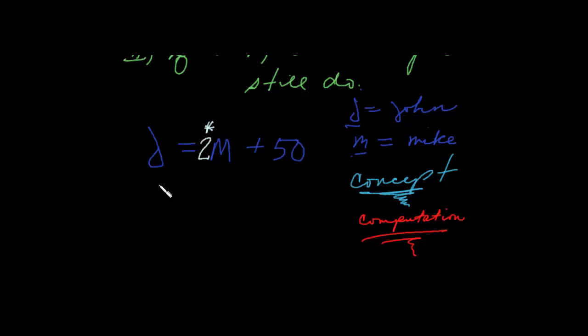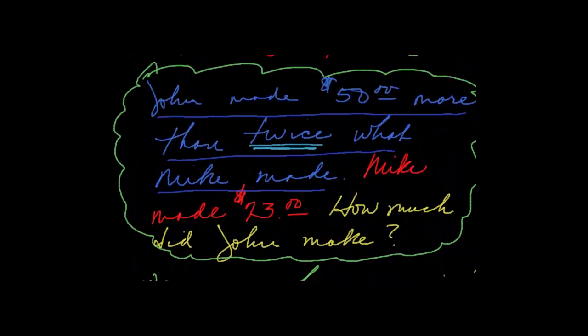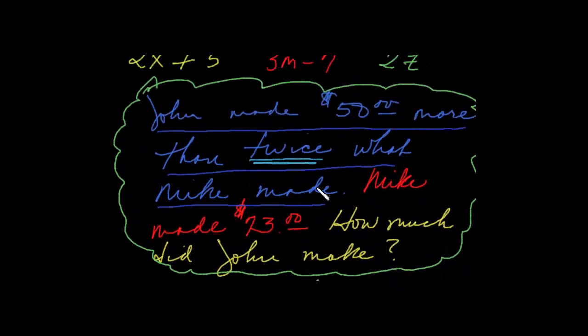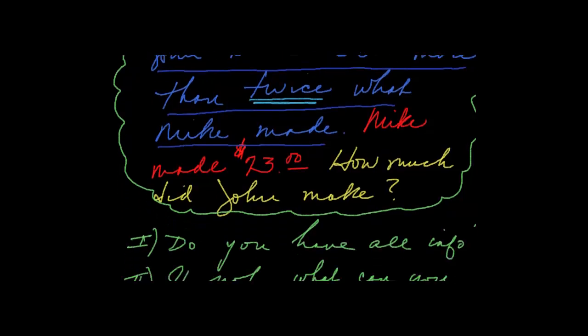So we're going to have John is $50 more than twice Mike. So this would be our algebraic equivalence, or the relationship between John and Mike. Okay, all right, so we have that now. So that now just came from this first statement.